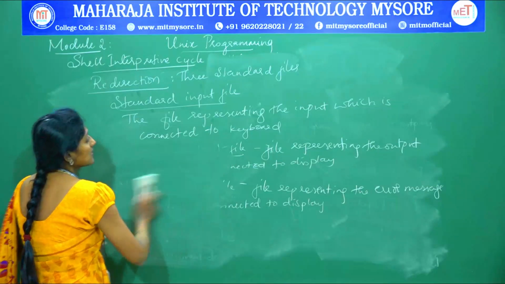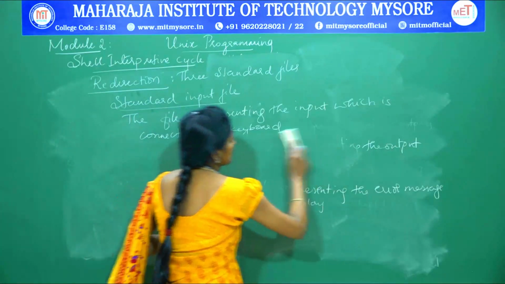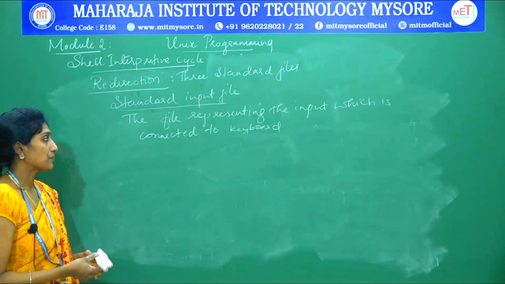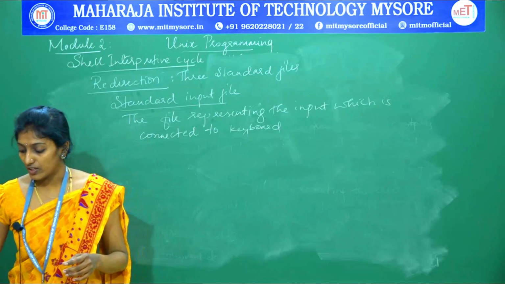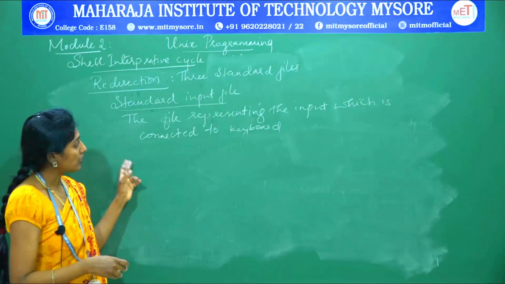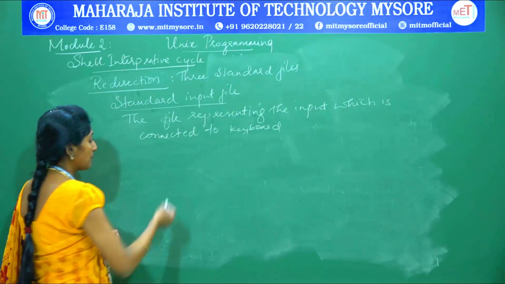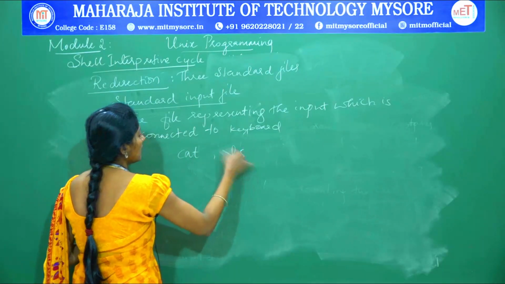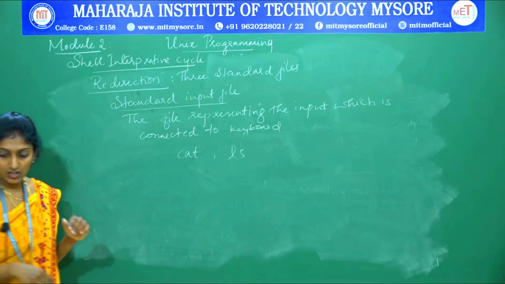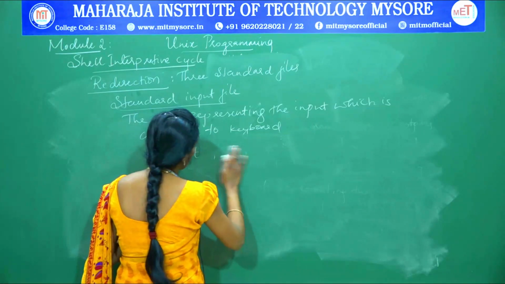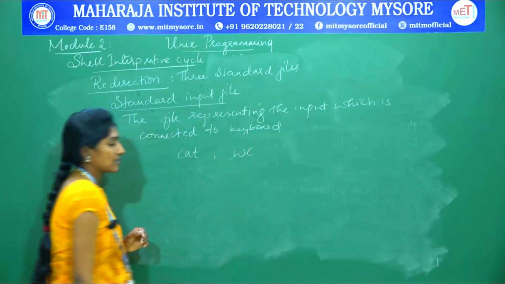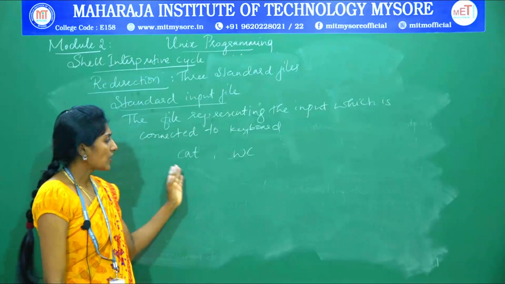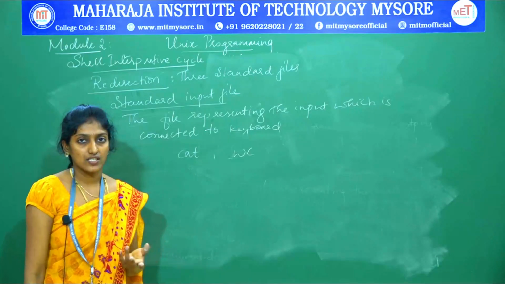The first one is the standard input file. As I have already specified, that is representing the input which is connected to the keyboard. So when they are used without arguments, let me consider an example. If I have the cat command or the wc command, let me consider the cat command and the wc command. So what are the usages of the cat and wc commands?